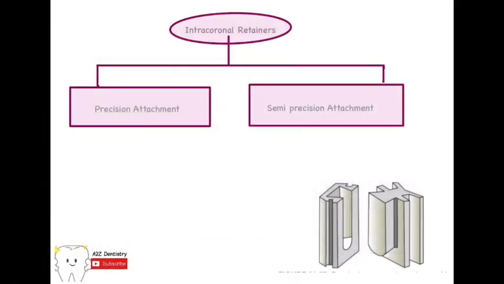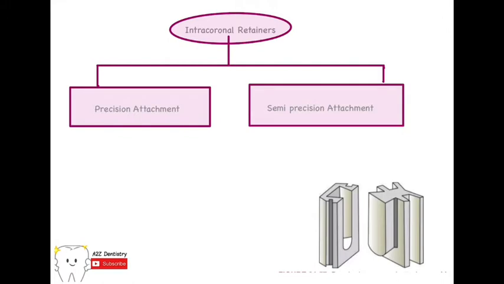As we have previously seen in our flow diagram, these intracoronal retainers are further classified as either precision attachment or semi-precision attachment. Now, precision means what? These are precise, meaning that they have no dimensional inaccuracy in them. They are fabricated very precisely, and they actually come prefabricated. There are some manufacturers which manufacture these kinds of retainers, and they are very precise, therefore they have a superior fit and obviously a better retention.